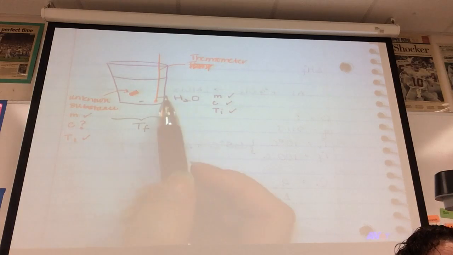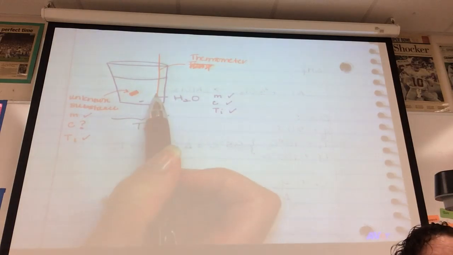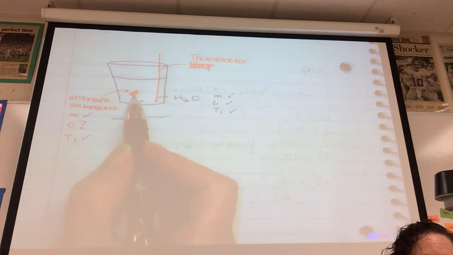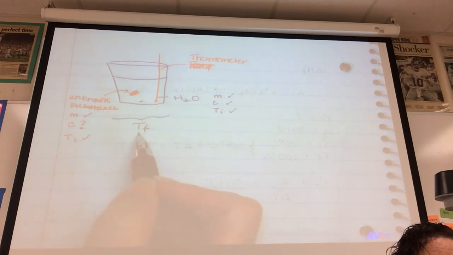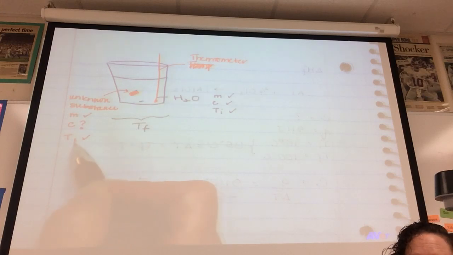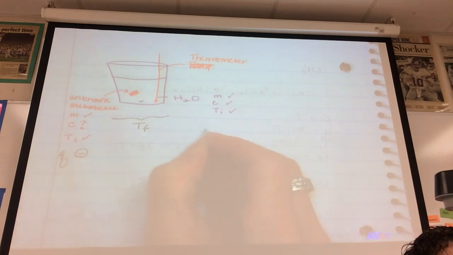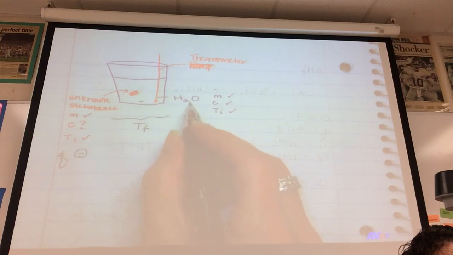Now, the water is warming, so its final temperature will be greater than the initial temperature. Its delta T will be positive. The substance is cooling, so its final temperature is going to be less than its initial. So will this delta T be positive or negative? Negative. The Q for the unknown substance will be negative. The Q for the known water substance, which starts out cooler, will be positive.